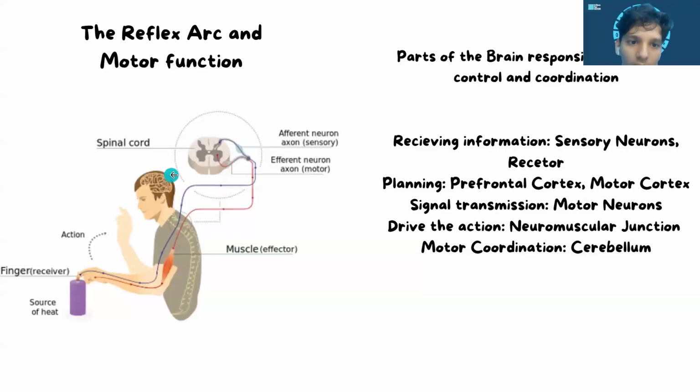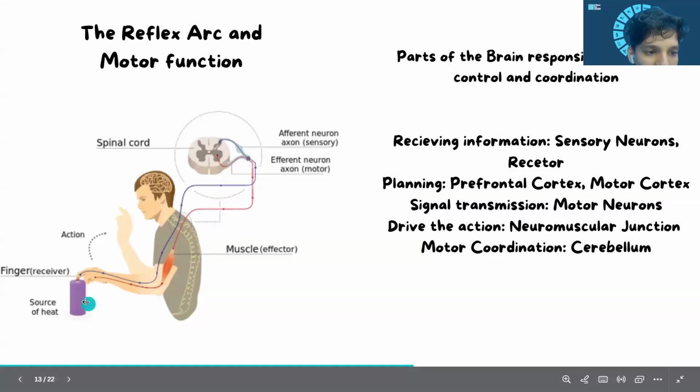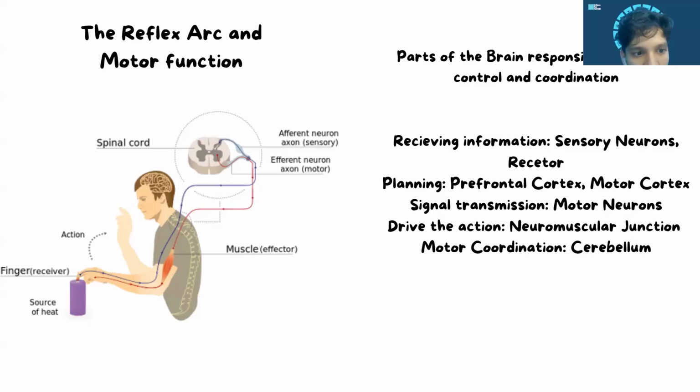This is basically a circuit, a reflex arc, of how, if you touch something that's not comfortable, like something hot, an immediate involuntary reaction happens. Like in this diagram, you immediately remove your hand. So again, as I mentioned, the receptor goes to the sensory neuron, that's basically how it goes.